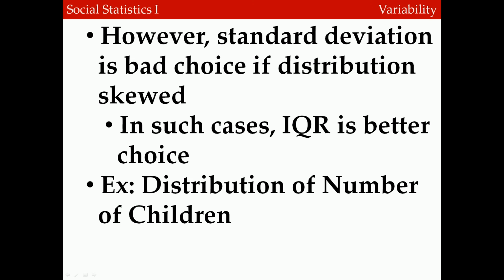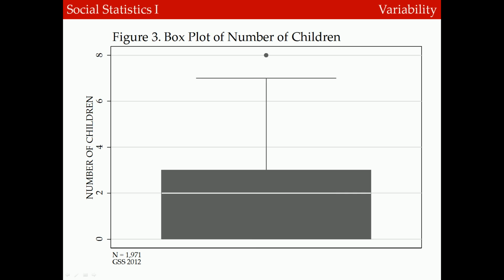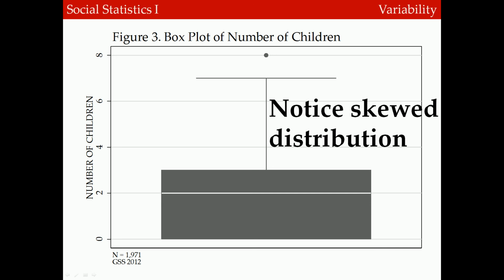As an example, let's look at the distribution of number of children to figure out what's the best choice for the measure of variability for this variable. Let's start by looking at its distribution. Here's a histogram showing the number of children. And here's what it would look like as a box plot. Notice that there's a very obvious positive skew here. While most of the distribution is in the left tail, we have some high values, in this case, some household with 8 children, pulling the distribution towards the right tail. So this is a skewed distribution.